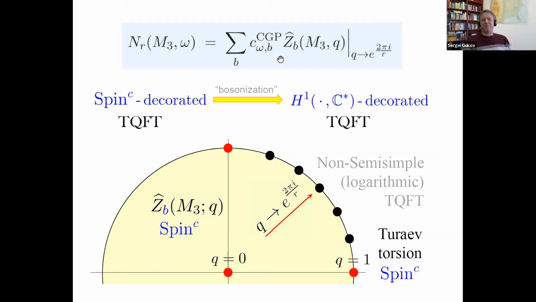So here I'm sweeping under the rug one last ingredient, that I'm basically replacing spin-C data by H^2 decoration in my previous discussion. So they differ by choice of spin structure, and part of this operation also gets rid of the spin structure. That I'll sweep under the rug in view of time, but again, you can find details in the paper. There is nothing really subtle or delicate about it. So this is just an additional complication, but everything works through, and you can basically prove that you can convert spin-C decorated TQFT into H^1 C-star decorated TQFT, which is what BCGP is.